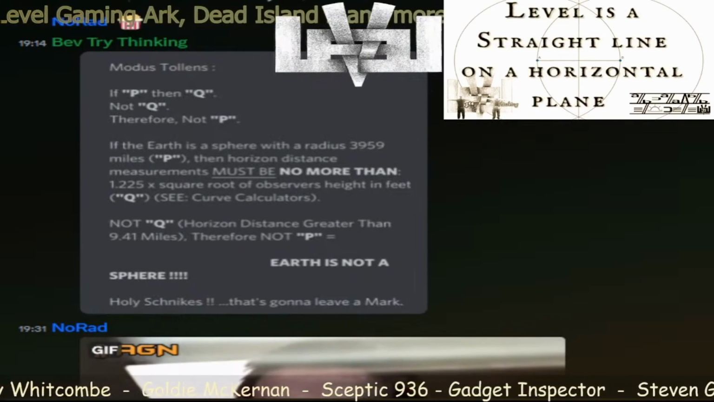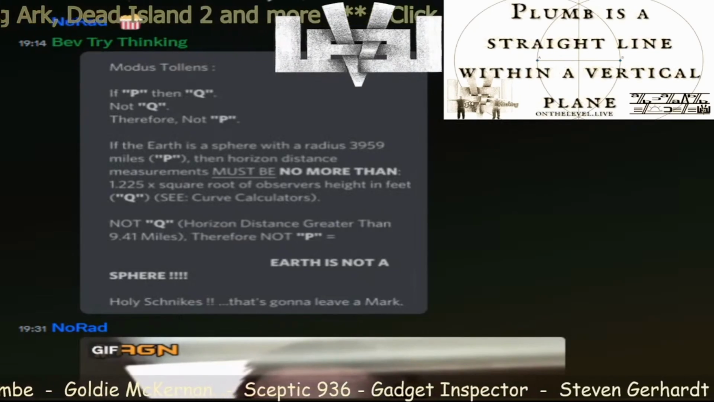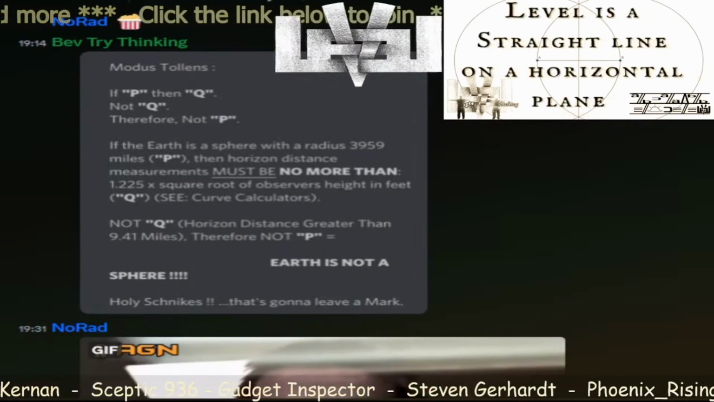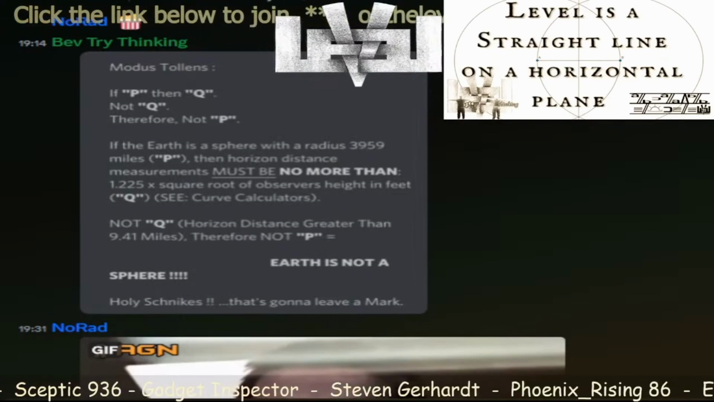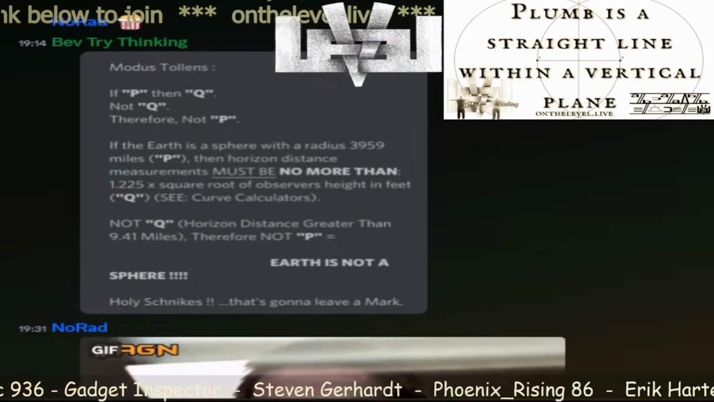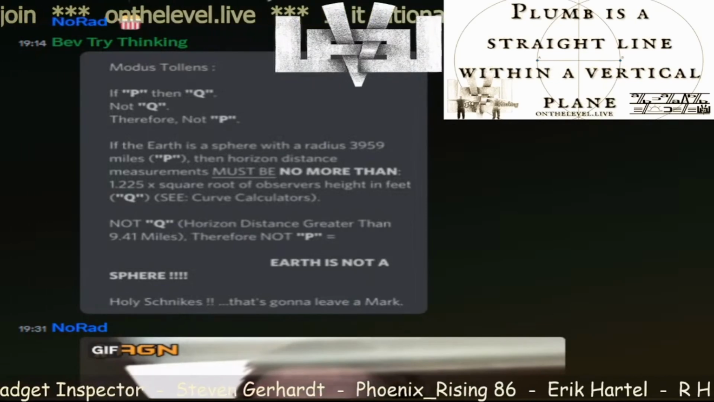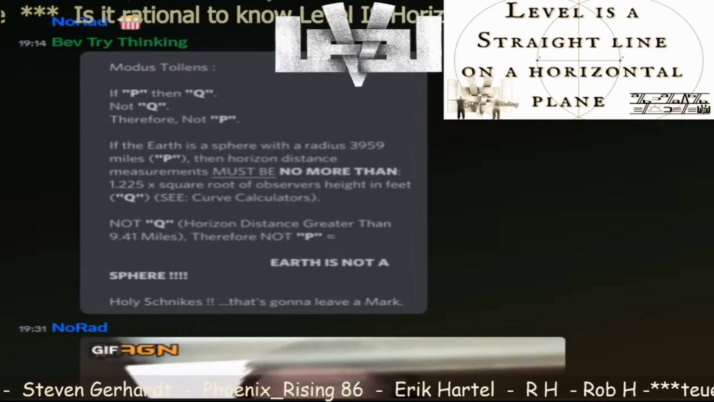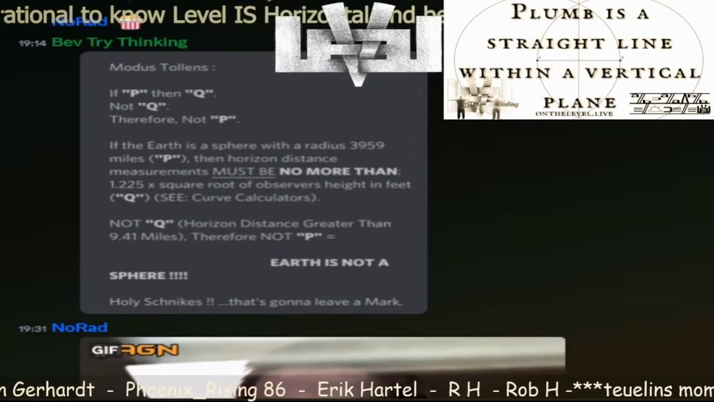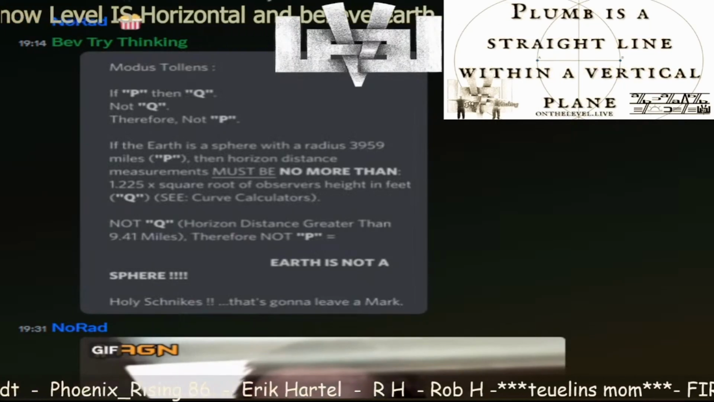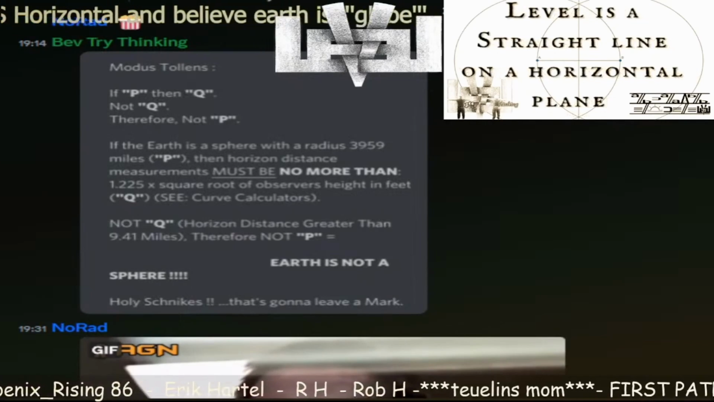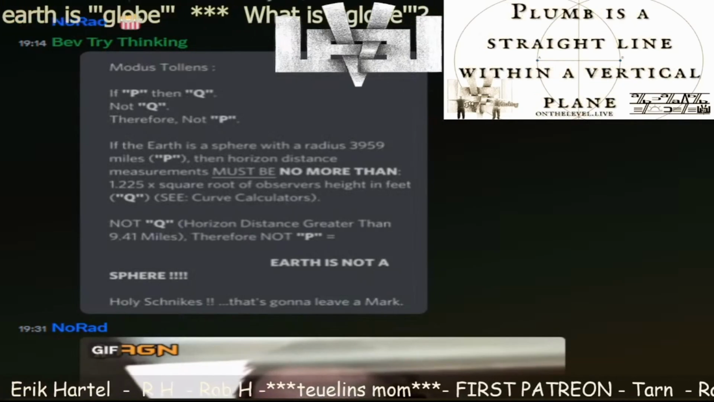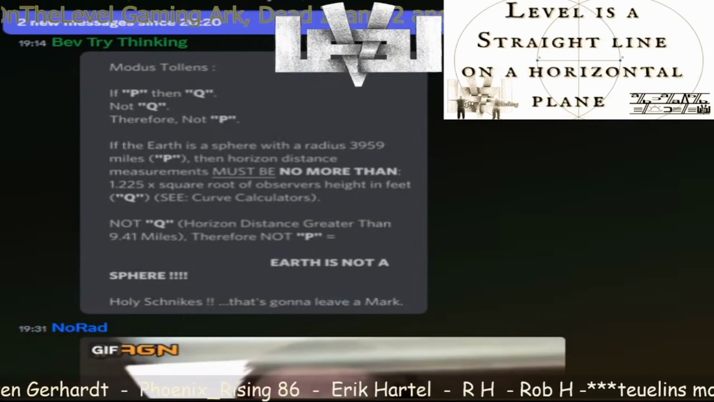it states, if the Earth is a sphere with a radius of 3959 miles, P, then, and this is the consequent of that, right? With a little bit of math. So it says, then the horizon distance measurements must be, underlined, no more than or equal to 1.225 times the square root of the observer's height in feet. Q. What's everybody else understand about it?